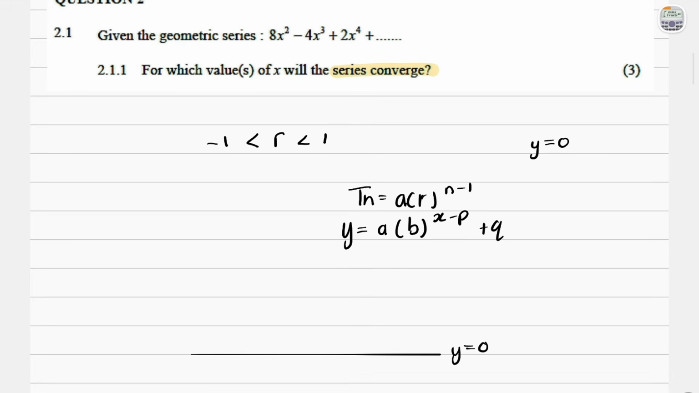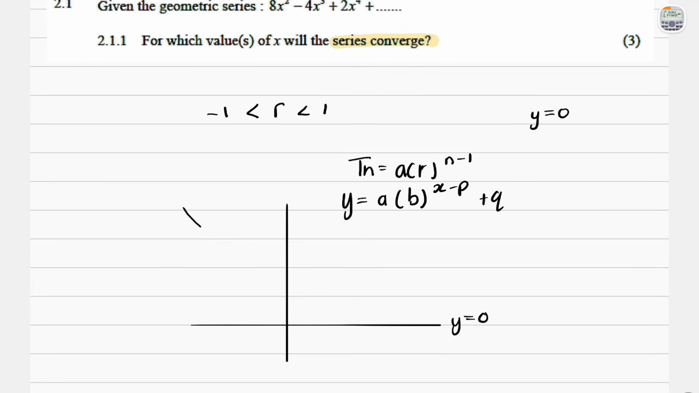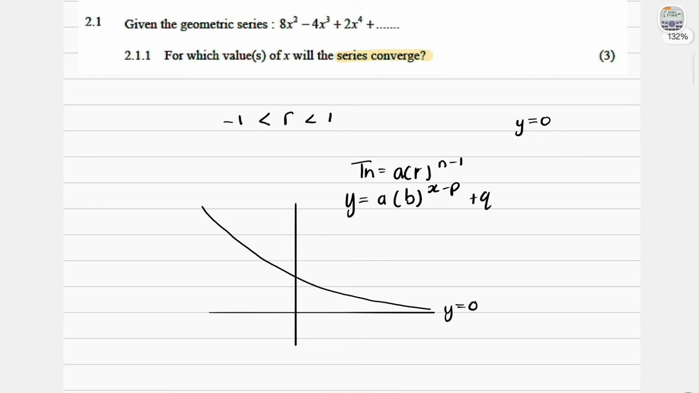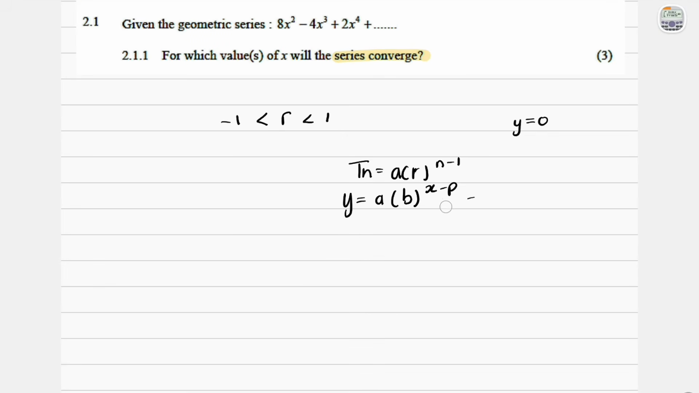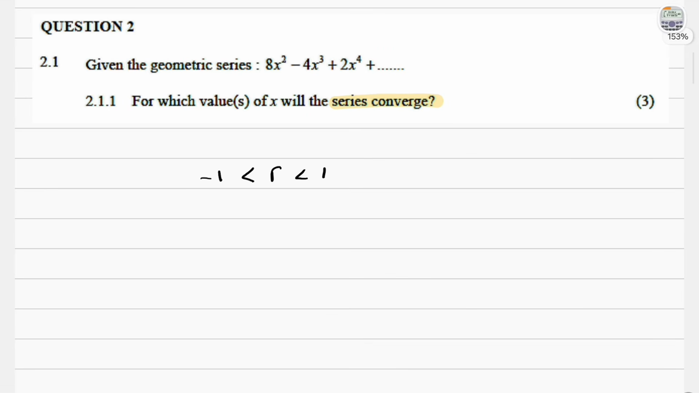And what this graph is doing is that its term values are getting smaller and smaller and smaller, and they're getting closer and closer to this x-axis, where y is equal to 0. But they will never touch the x-axis. And that's why they run infinitely closer to that x-axis, or that line y equals 0. So they converge. Okay, so that's another way to see that. Of course, this is a decreasing function. So this is what we have, and we just need to ensure that r is greater than -1 but less than 1.